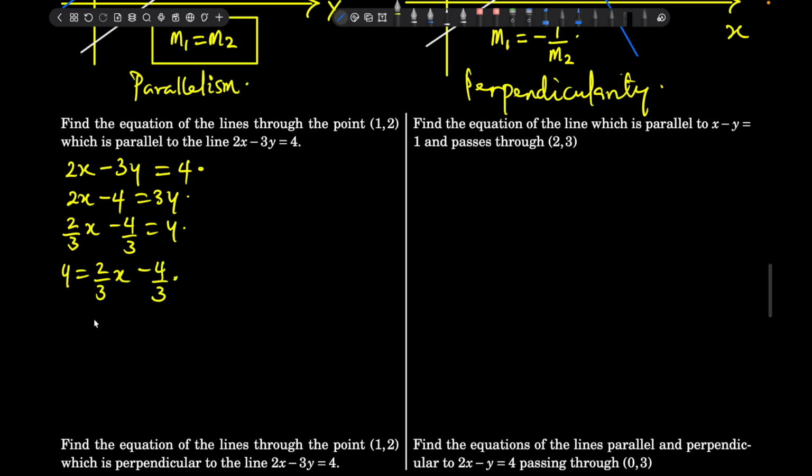Now, what do we want to do? We want to extract the slope from there. Don't forget that this is where I started. We want to extract that slope. So the slope here is 2 over 3.